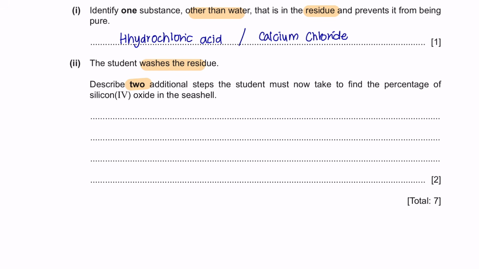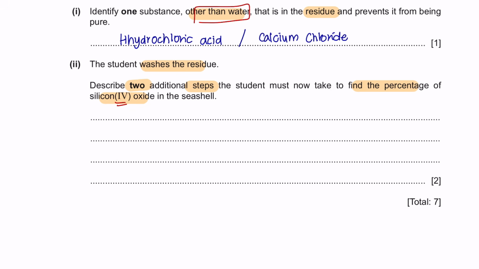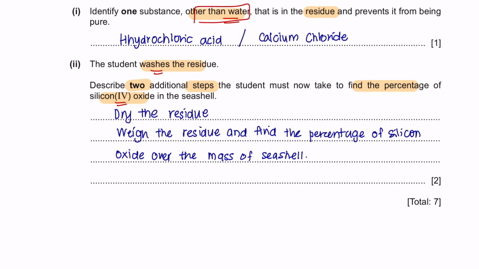Describe 2 additional steps that the student must now take to find the percentage of silicon oxide in the seashell. So to find what silicon oxide is left in the seashell after washing it, we have to dry it to remove any water that is contained in the seashell. And after removing the water, we can determine the mass and calculate the percentage of silicon oxide.